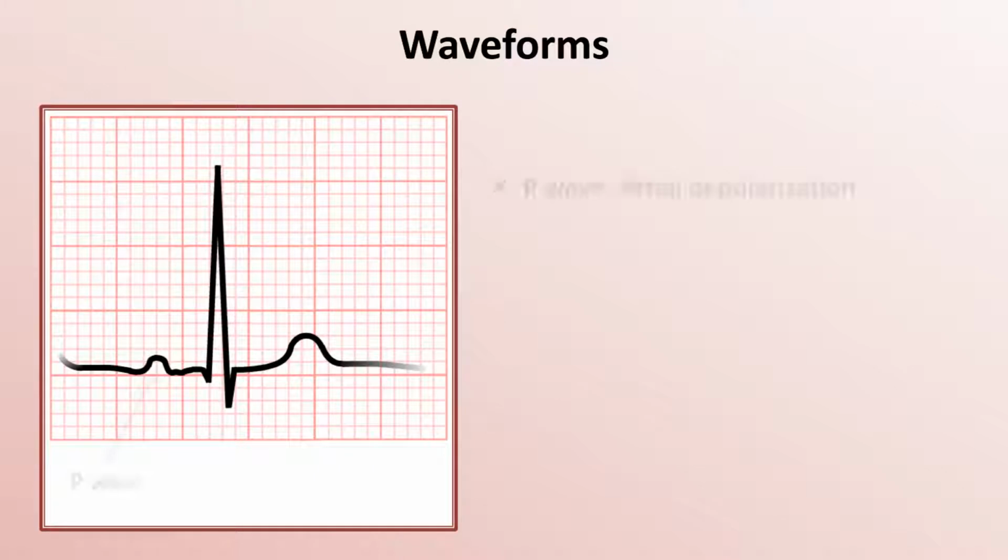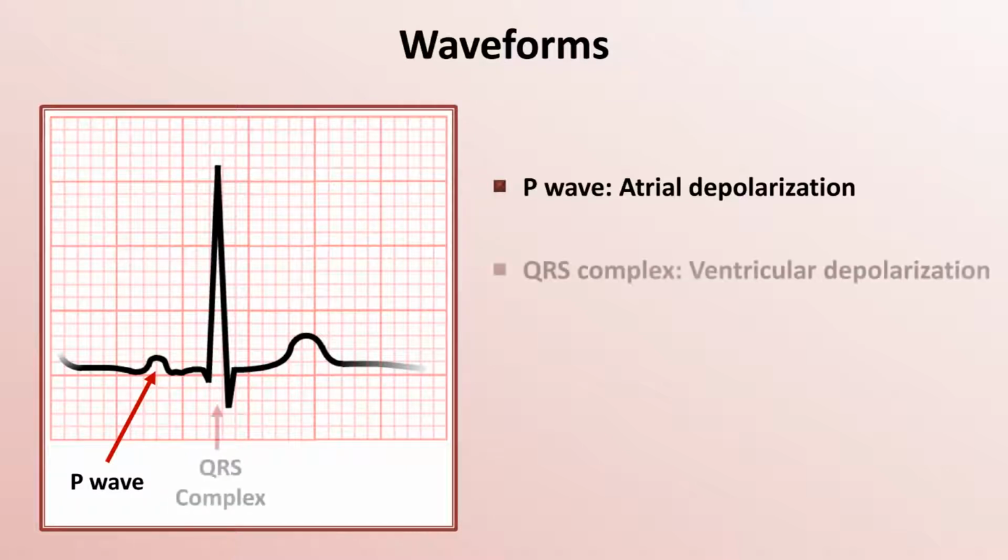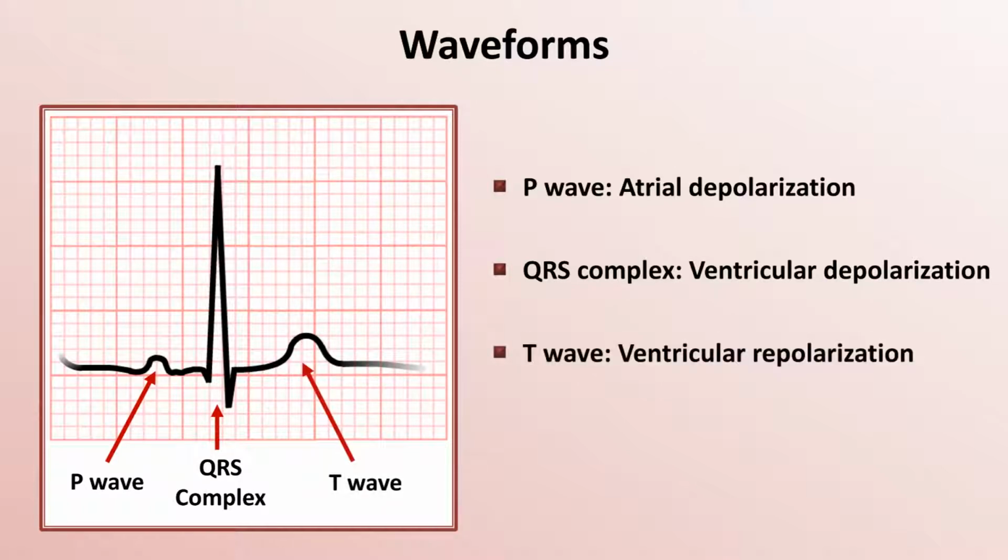The first waveform is called the P wave, which represents atrial depolarization. The tall, sharp spike is called the QRS complex, which represents ventricular depolarization. The third waveform is the T wave, which represents ventricular repolarization.